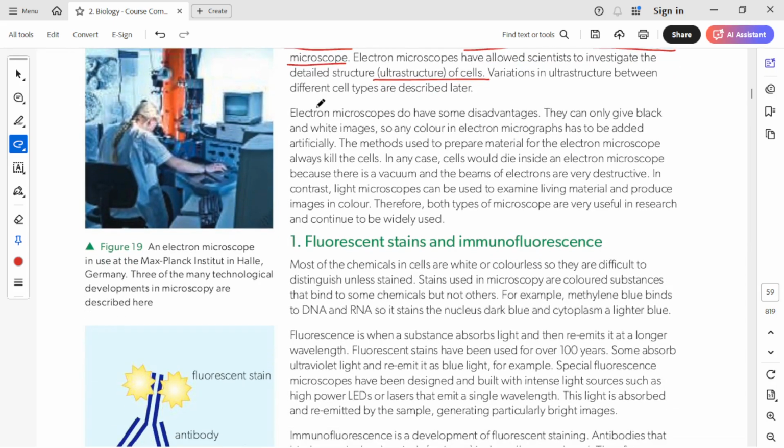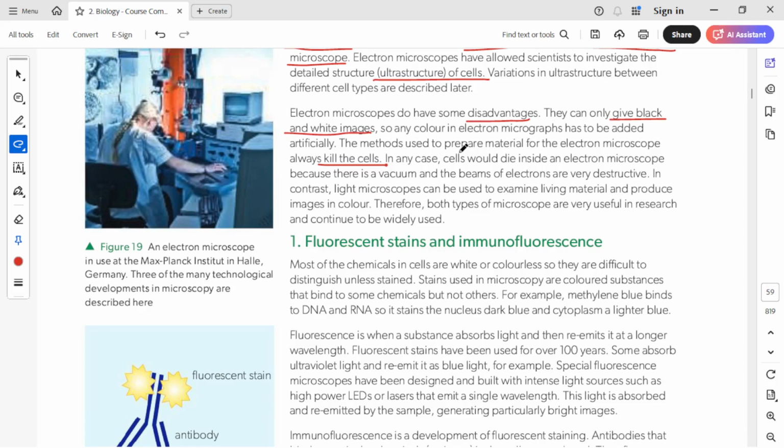Okay, so electron microscopes might have a lot of advantages, that we can see molecules or structures of even smaller size, right? Better resolution of pictures, but there are certain disadvantages also. What are the disadvantages? First disadvantage, they give black and white images. If you want to add color, you have to add it manually, artificially later on after taking the picture. The method used to prepare material for electron microscope always kills the cell.